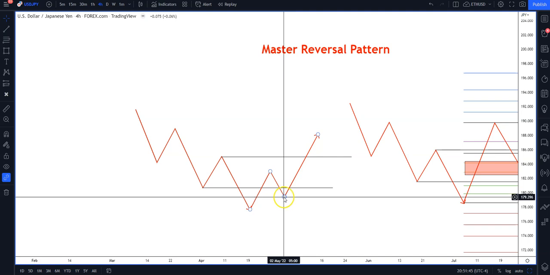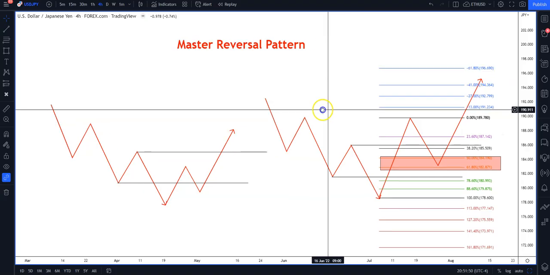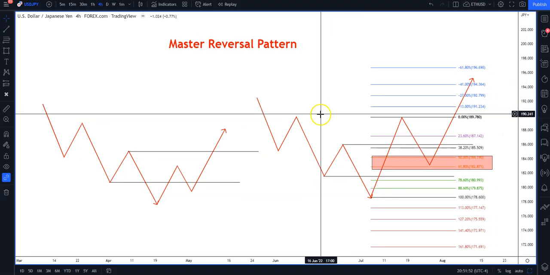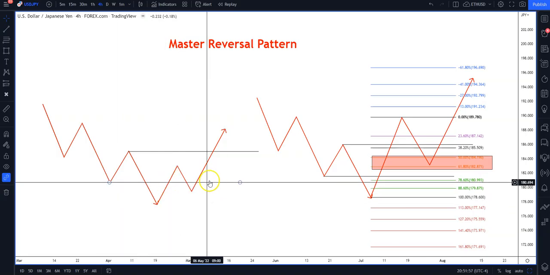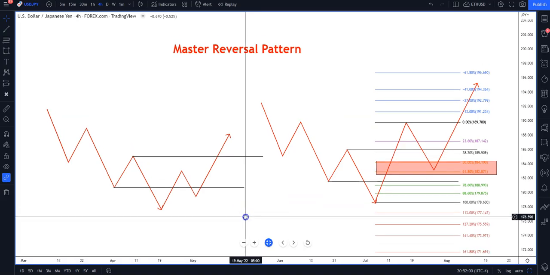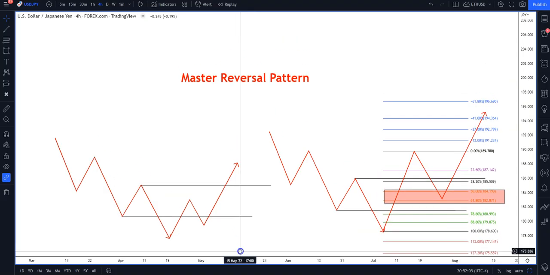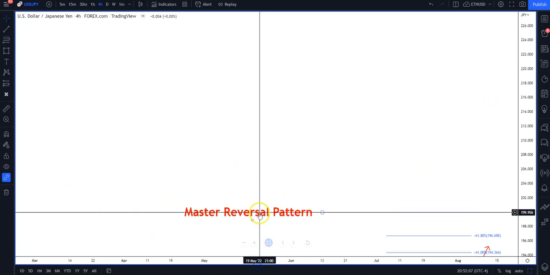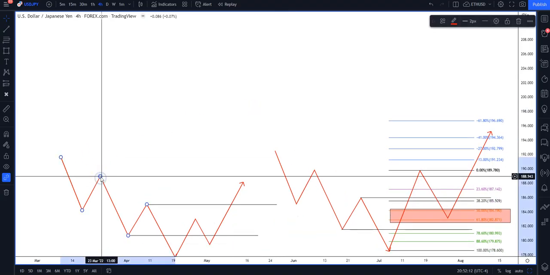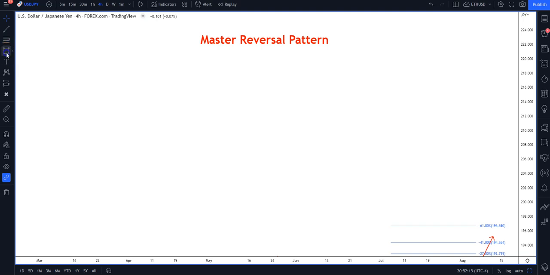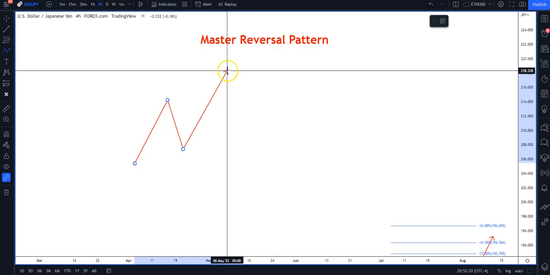So it's the same with this. You're in the wick entry of a higher time frame. So this is the master reversal pattern. Price will break the previous structure zone. And we can reverse this, right? We can reverse it, because it's the same concept.